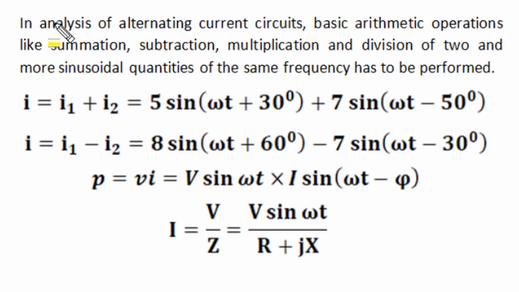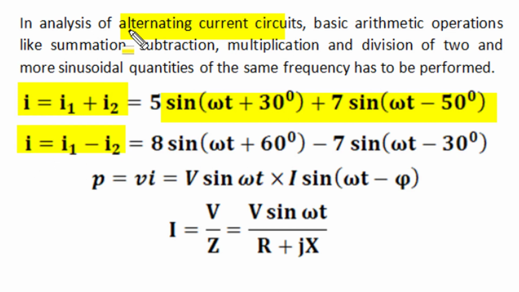In the study and analysis of alternating current circuits, we have to perform various arithmetic operations on two or more sinusoidal quantities of the same frequency. Such operations may be summation of two or three currents or voltages, subtraction of currents or voltages, or calculation of power by the product of voltage and current. We can also find current by dividing voltage by impedance. For all those operations, we need a simple, convenient technique.